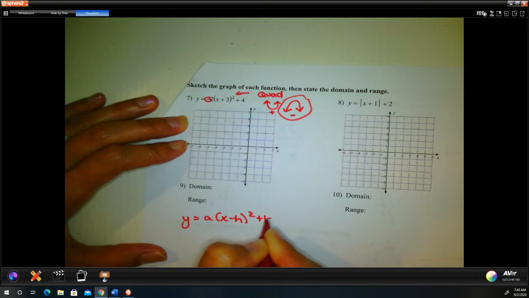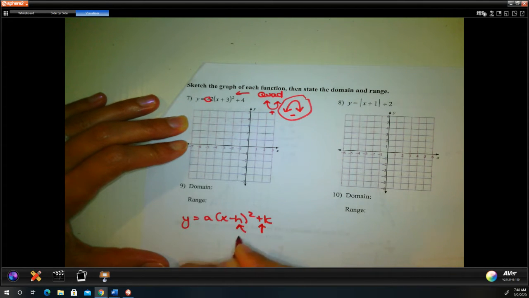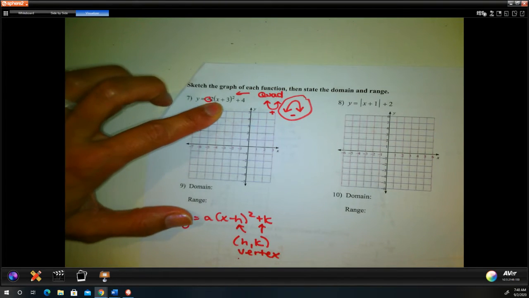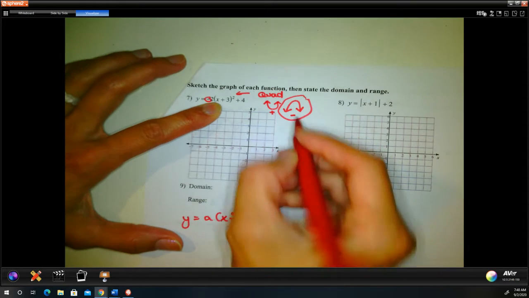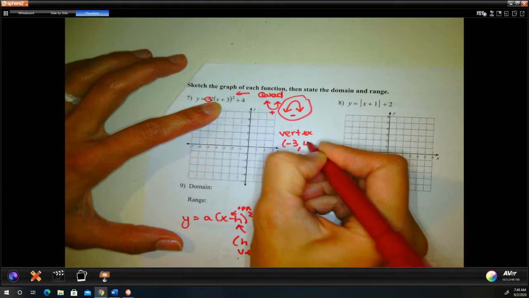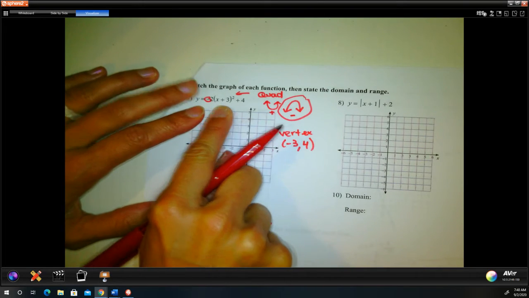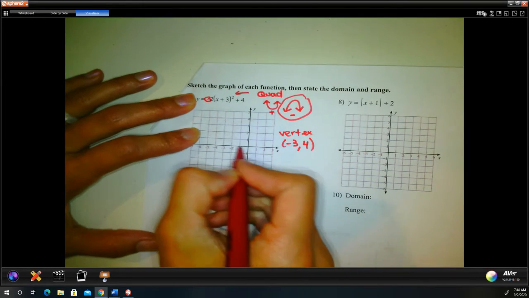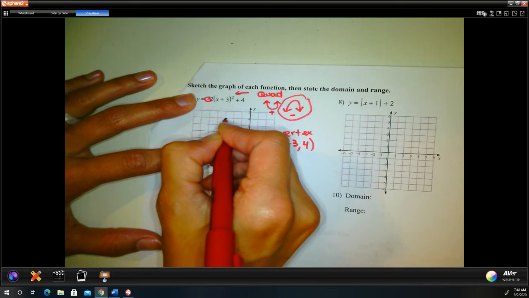For quadratics, we use vertex form most of the time when we're graphing. Your vertex form, these h, k, make your vertex. So opposite of this one, because there's that negative again, there's the opposite. So my vertex for this one would be negative 3, 4, because there's no opposite of in front of the k. So I'm just going to change the sign of what's inside and keep the one outside. So negative 3, 1, 2, 3, 4.